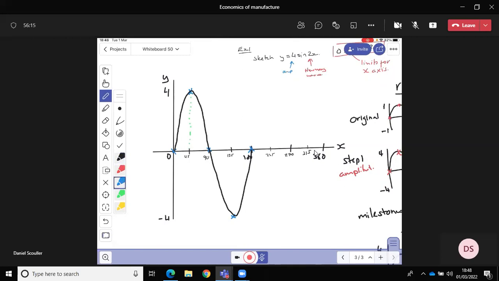Exact same process for the second wave. Milestone, milestone, milestone, milestone. Draw it in. It's all about repetition. Try and get it as curvy as possible.